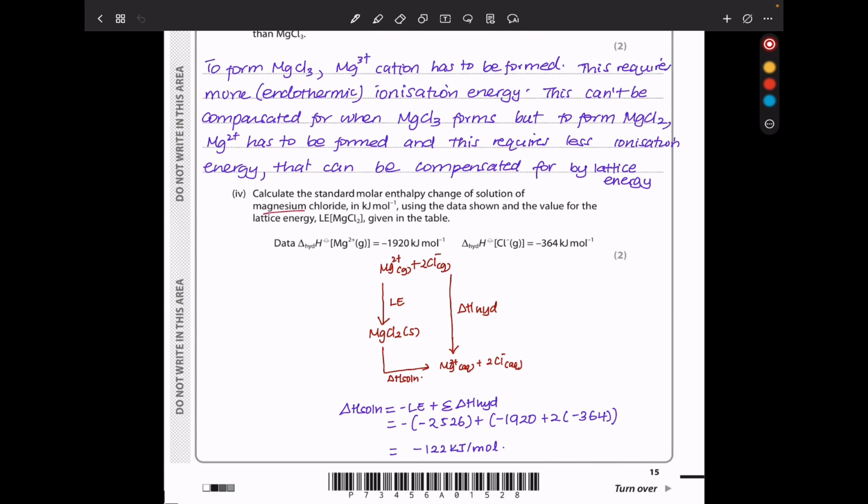Calculate the standard molar enthalpy change of solution of magnesium chloride in kilojoules per mole using the data shown and the value for the lattice energy given in the table. The enthalpy of solution is equal to the negative of lattice energy plus the sum of the hydration energies of the two ions. So this is going to be negative lattice energy plus the summation of hydration enthalpy, which is negative 2526 plus negative 1920 plus twice negative 364, giving us negative 122 kilojoules per mole as the enthalpy of solution.